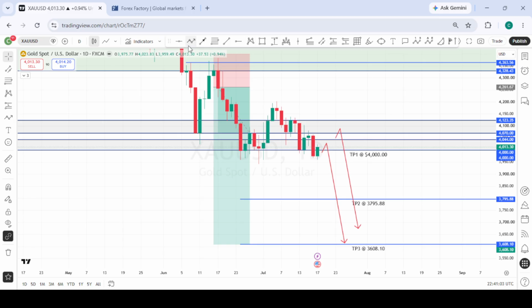This can shift bullish, extremely bullish, if we get a daily candle break above this daily structure we have here and comes for a pullback, and then we head to the upside. But until then, we are bearish on gold.